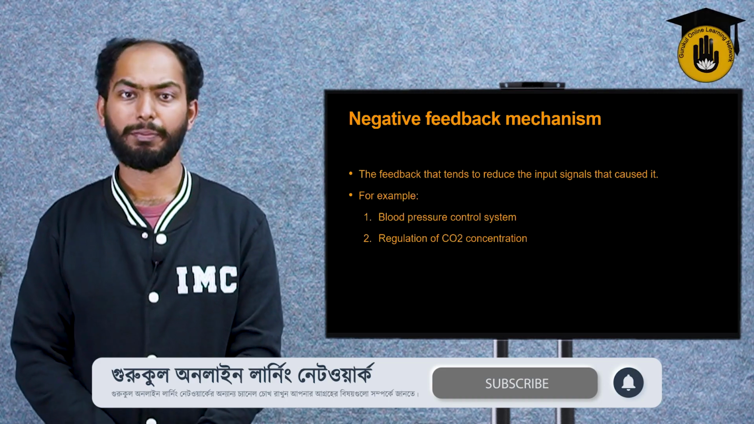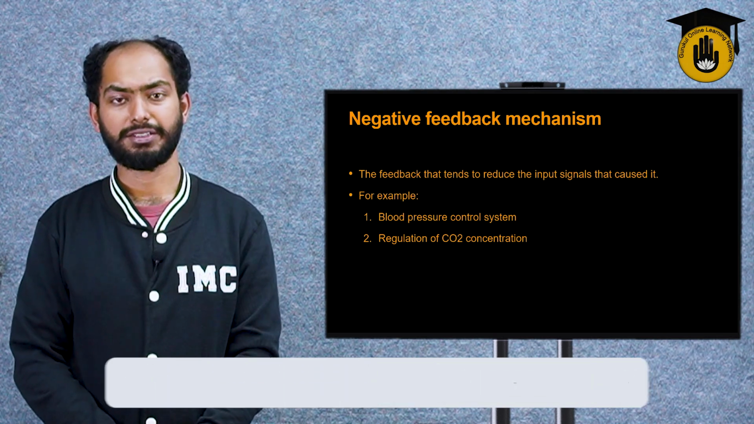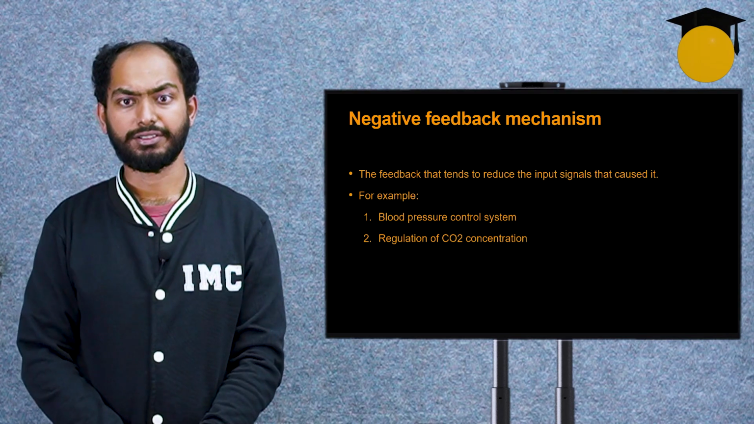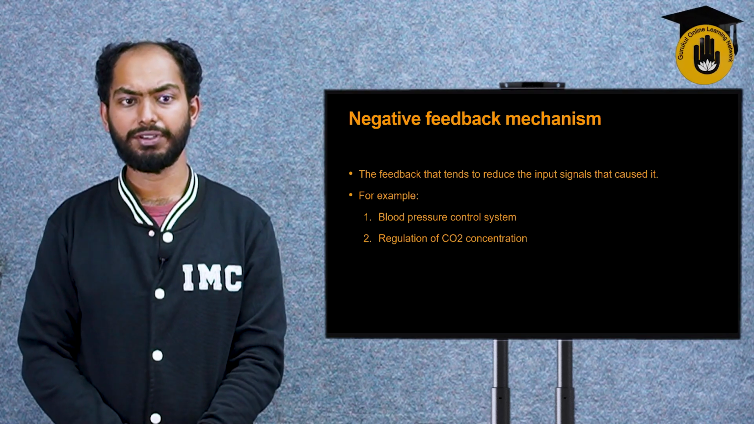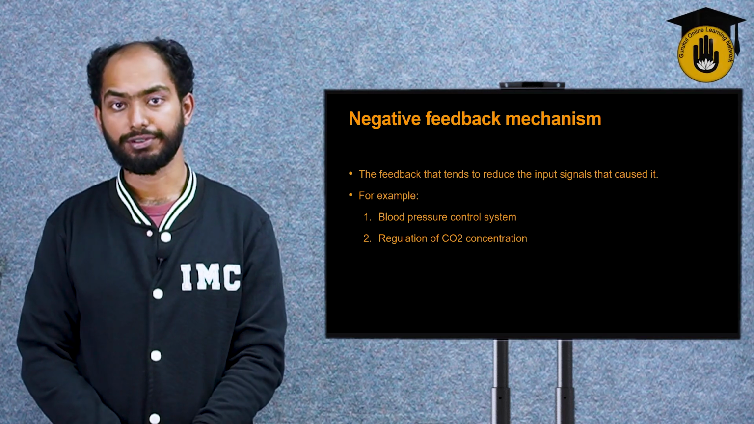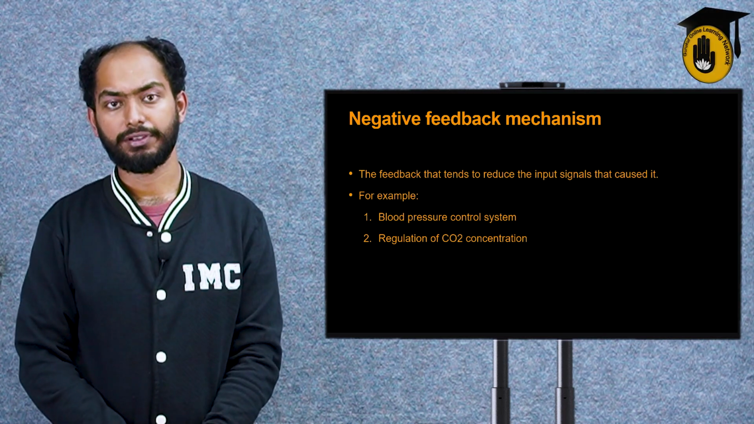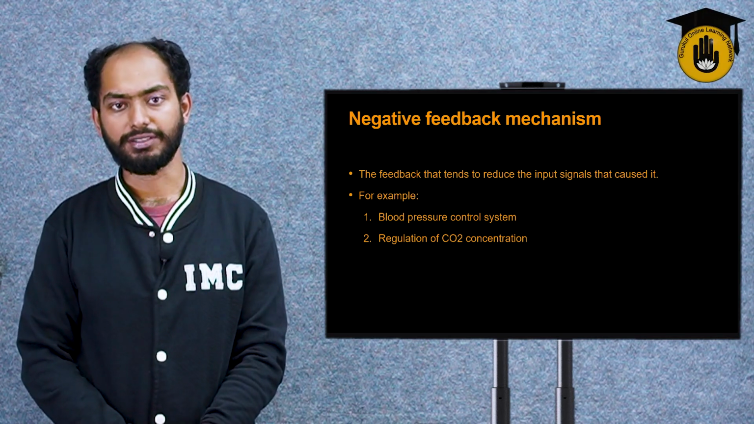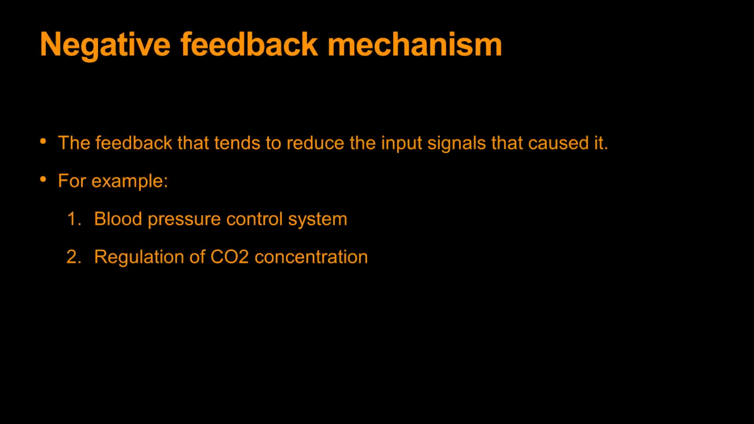Alongside the positive feedback mechanism, there is also the negative feedback mechanism, as we have seen in our previous slides. The negative feedback mechanism is the feedback that tends to reduce the input. When we have given some input into a system and it tends to reduce it, that is known as the negative feedback mechanism. Let's say our blood pressure is higher, so you will have to bring it down. That will be done by the negative feedback mechanism.